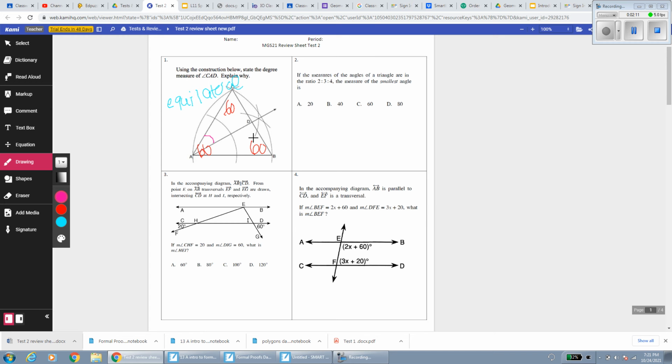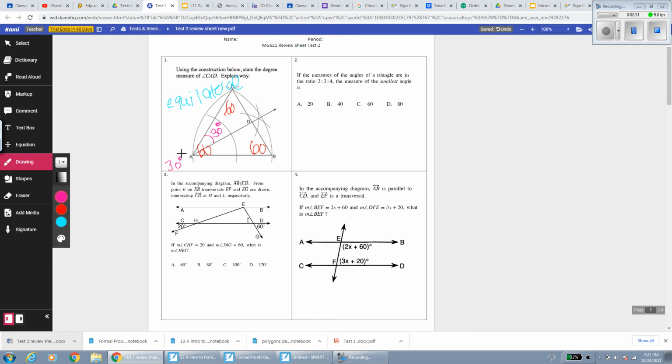Since the angle is being bisected, it's being cut into 2 equal parts or split in half. So if the whole angle A is 60 degrees, 1/2 of angle A will be 30 degrees. So angle CAD will be 30 degrees. So we can write that here, 30 degrees.